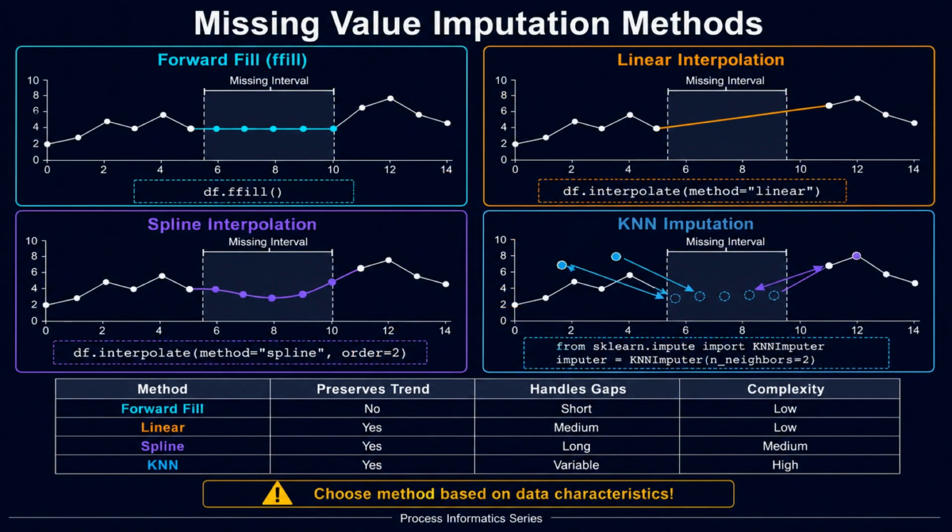Different missing data patterns call for different imputation strategies. Linear interpolation works well for smooth, continuous signals like temperature. Forward fill propagates the last known value forward, appropriate for step change signals like set points. Spline interpolation handles curved patterns better, but can overshoot at boundaries. K-nearest neighbor imputation leverages correlations between variables. Always visualize before and after imputation to verify the method produces physically reasonable results.